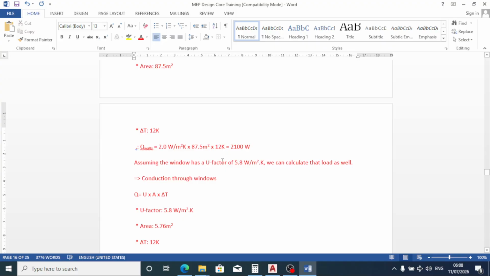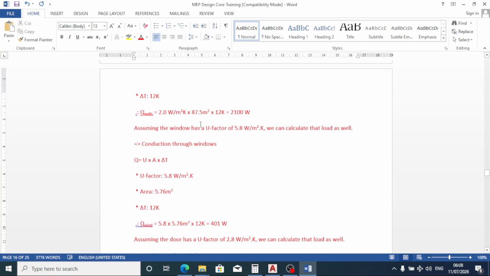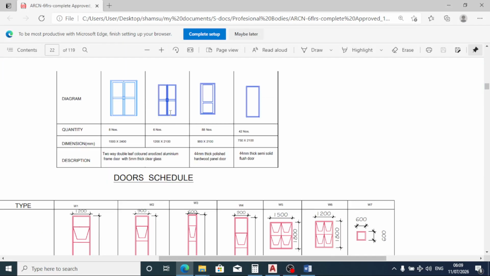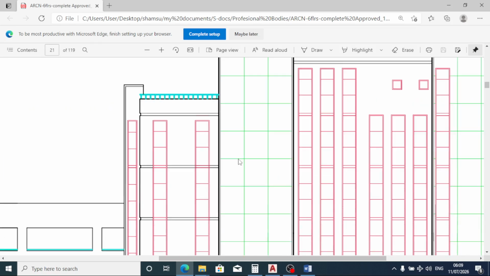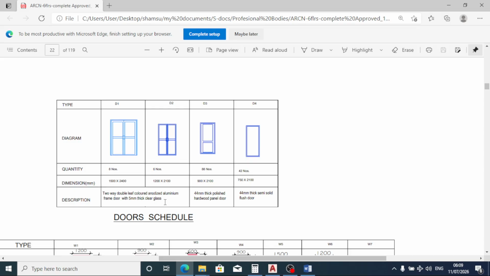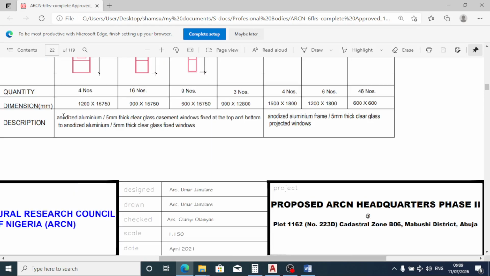Now for the windows, we don't know the kind of material the architect is proposing. Why? Because we don't have the schedule for the windows as well. Let me show you what I mean. So you can see this is a typical architectural drawing. This is the elevation, one of the elevations, and this here is the door schedule. This here is the window schedule. So you can see this type of window.